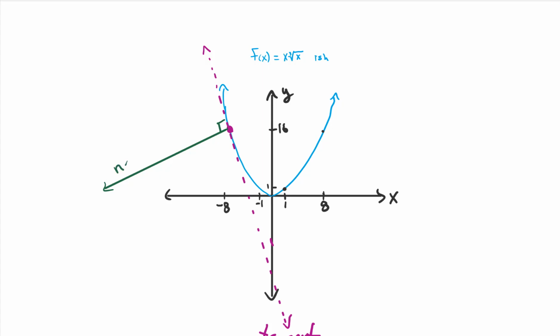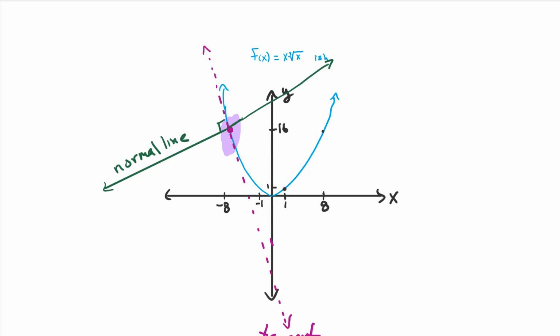I'm used to this being the normal vector, but don't write that. The normal line comes and makes a 90 degree angle, so it's also going to go this way too. We're just trying to find the equation of that line. It goes through the same point as the tangent line, so we're going to use the same point, -8, 16.